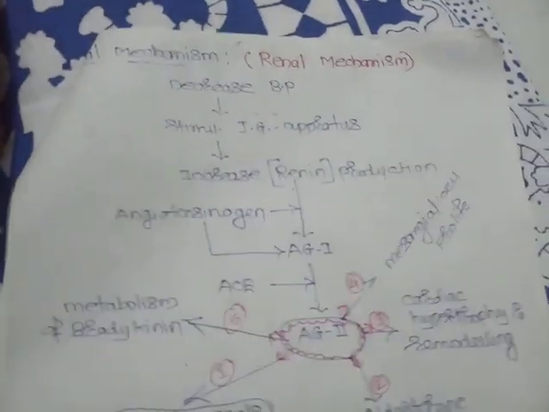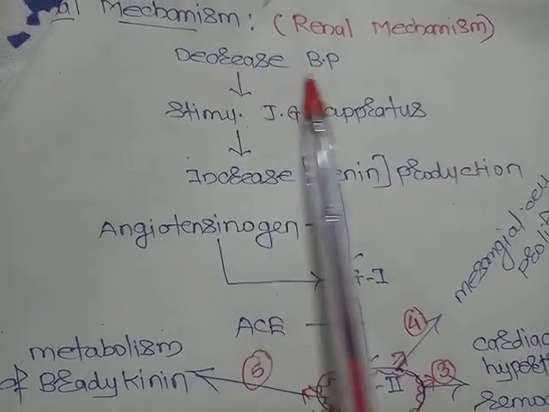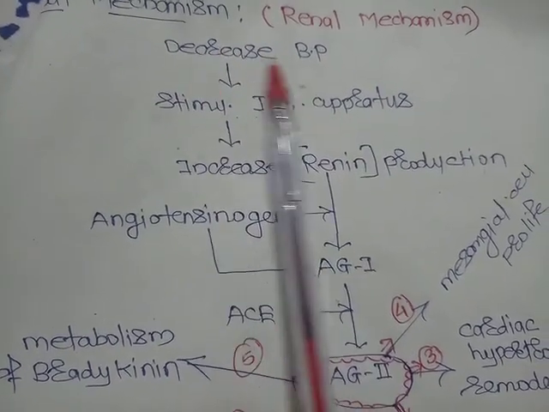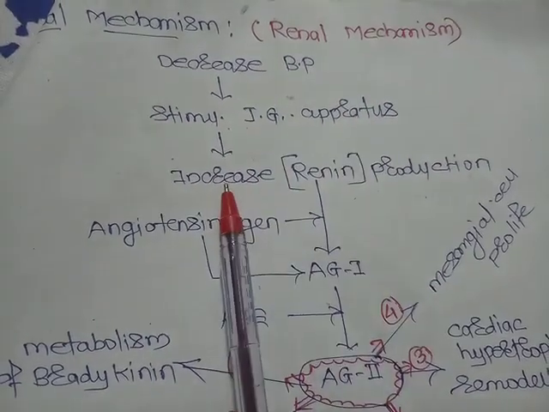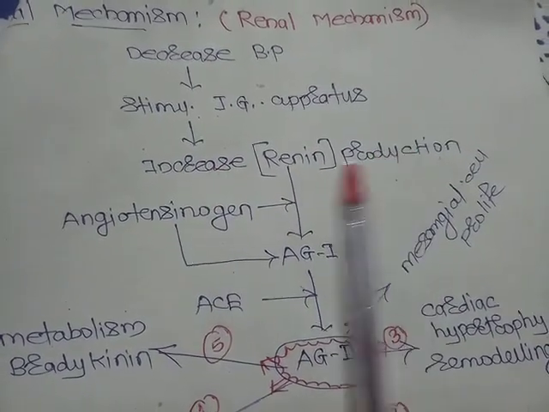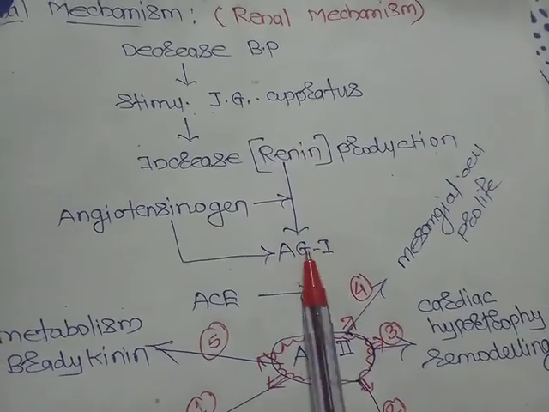Now we'll see the renal mechanism. Whenever there is a decrease in blood pressure, there is stimulation of the juxtaglomerular apparatus, and because of that, increased renin production. Renin is the hormone, and that renin converts angiotensinogen into angiotensin 1.